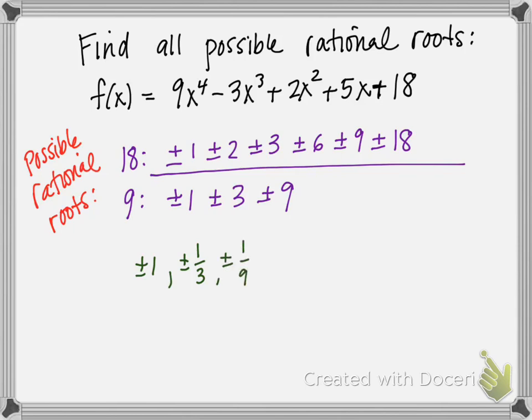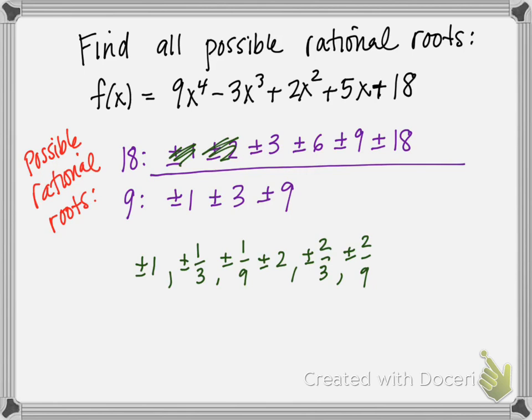Okay, so we are done with the 1. Now let's look at the 2. So 2 divided by 1, so it's plus or minus 2. 2 divided by 3, that's plus or minus 2/3. And 2 divided by 9, plus or minus 2/9. Okay, we're done with the 2.